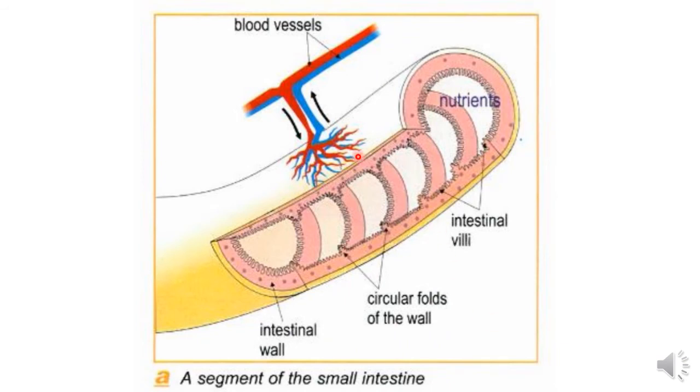So as you can see here, there are blood vessels. Of course, we want our intestines to be enriched with blood vessels. It should be near blood vessels because we want the nutrients to go directly to the blood. So it is actually enriched with blood vessels.